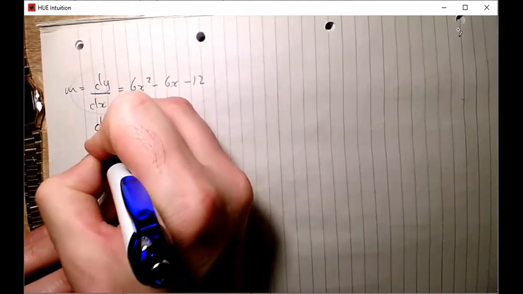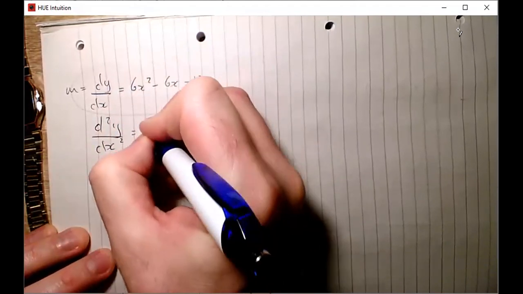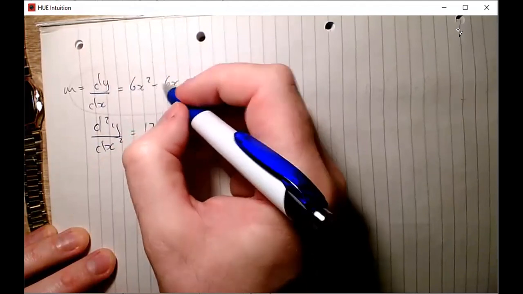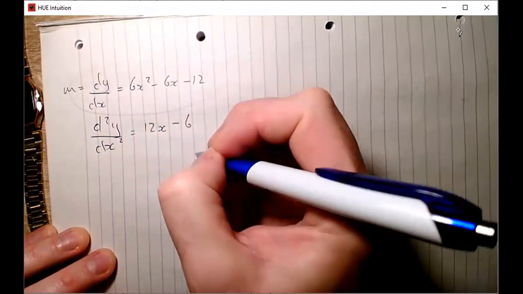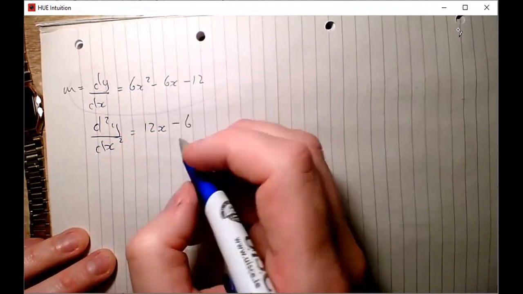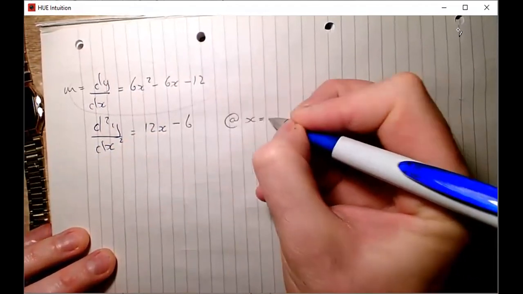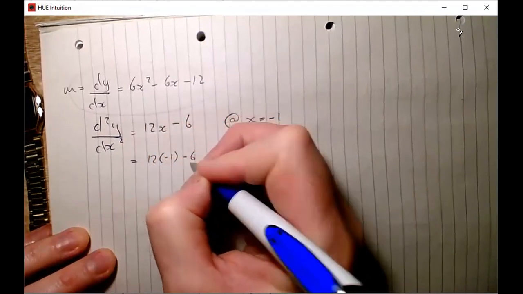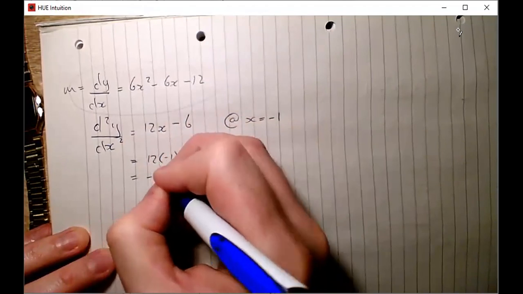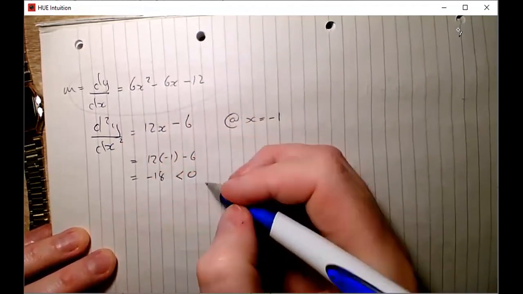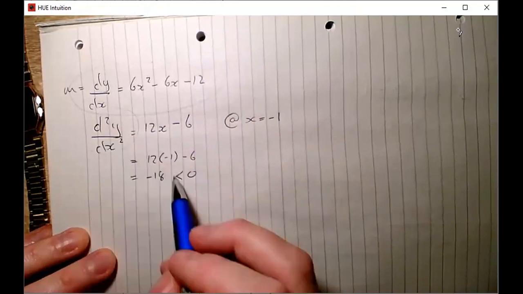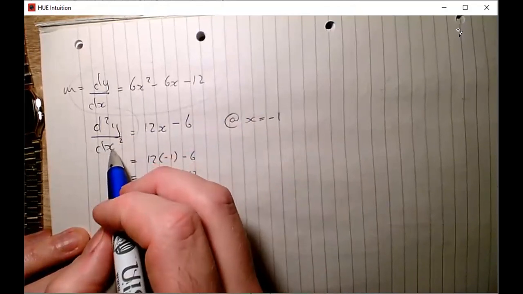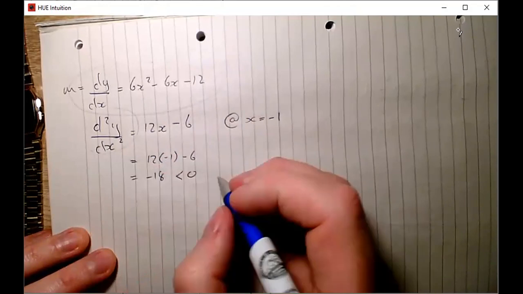The rate at which the slope is changing, if it's getting smaller, it has a negative rate of change. But that's the slope, and we're now saying the rate at which that changes, that's the second derivative, d2y dx squared. In our case, 12x minus 6. When x is minus 1 at the local maximum point, this is going to have a value of 12 times minus 1 minus 6, which is minus 18. That's a negative value because the rate at which the slope is changing is negative. The slope of the tangent around this local maximum point is getting smaller and smaller.